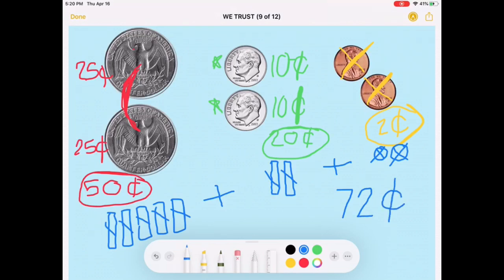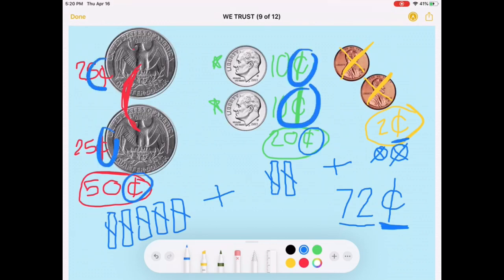And I wanted to make sure that I wrote my cent sign after the number. And I did that here and here and here and here and here and here and here because I'm working with coins, and coins use the cent sign.